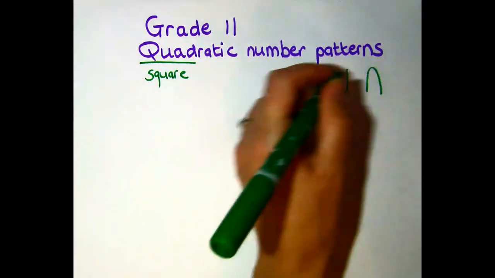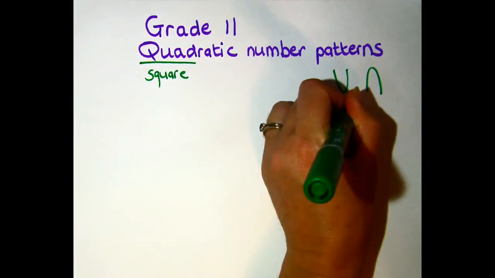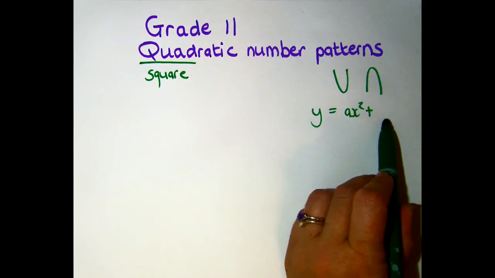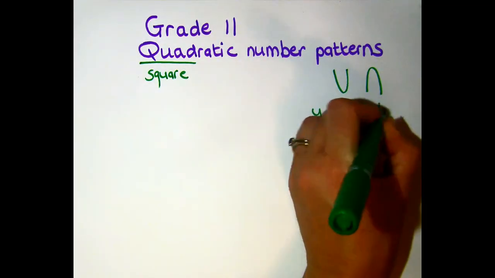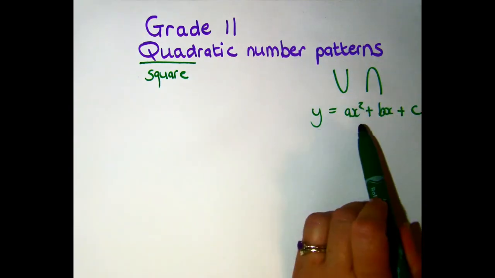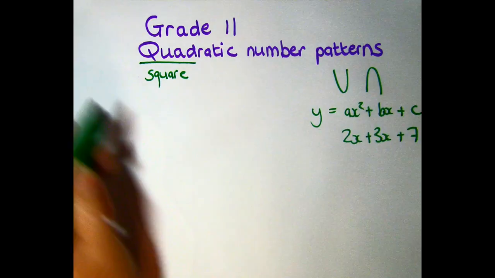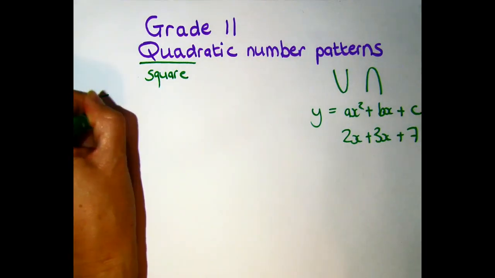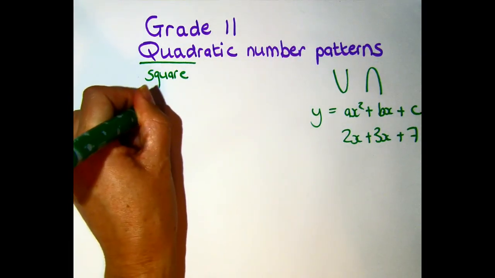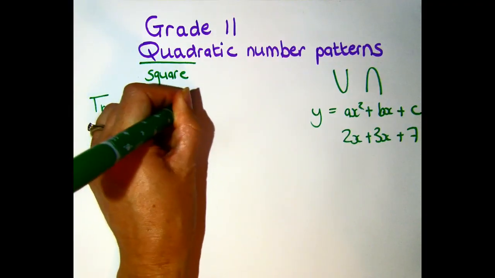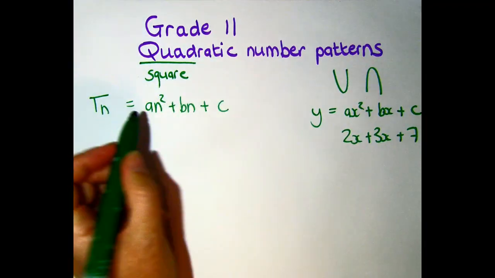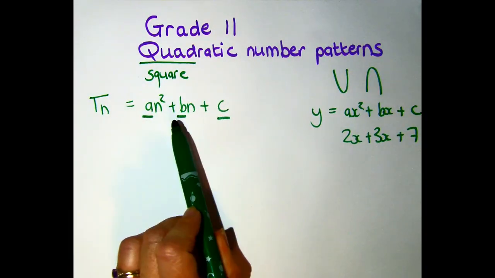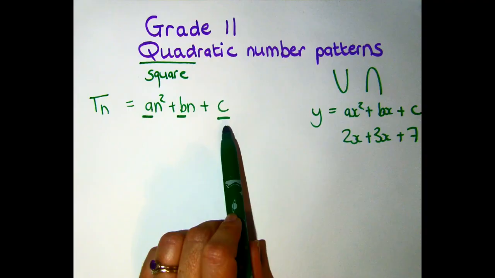Okay, so with these, there is a formula that is y equals ax squared plus q, which you might have had so far, but we have one that adds a middle term. So the formula we're going to use for a quadratic number pattern is Tn equals an squared plus bn plus c. And as you can probably predict, we have to find numbers for a and b and c.